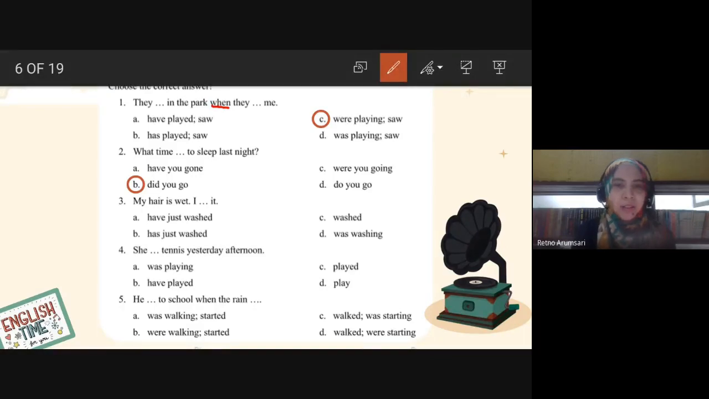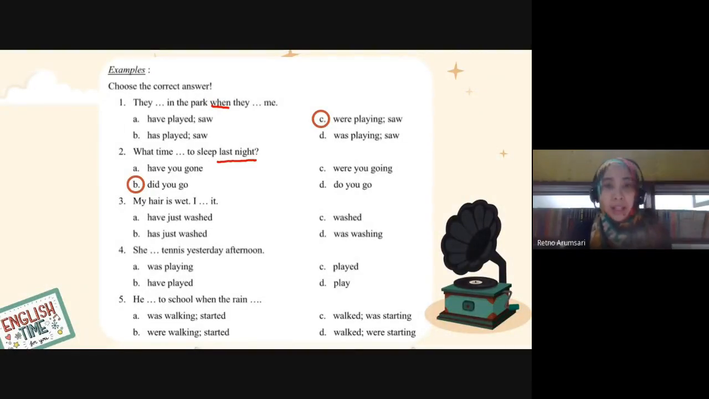Let's underline it together. Last night. Yes, the clue is last night. So the answer must be in past simple. Okay? 6E. Okay. Now, number 3. Thank you, Atala.